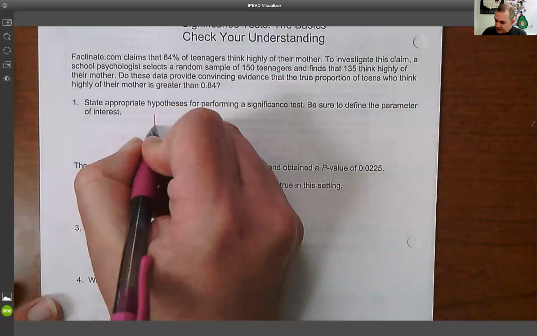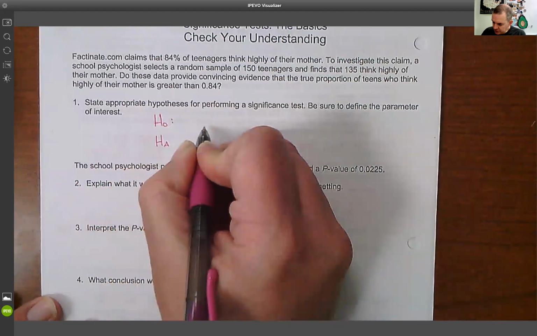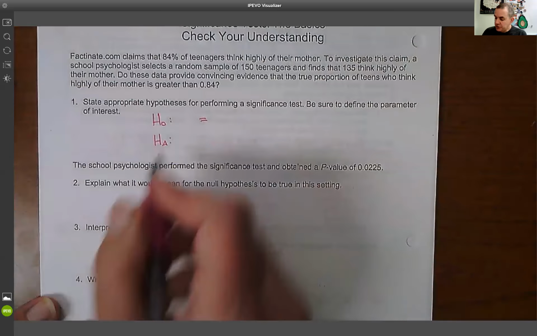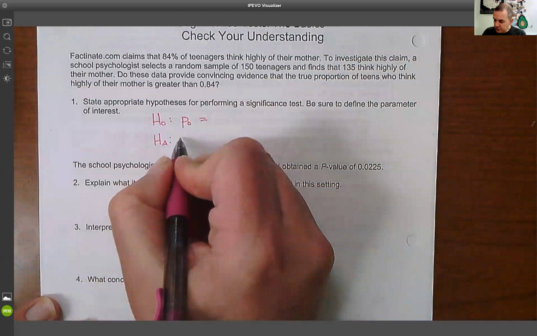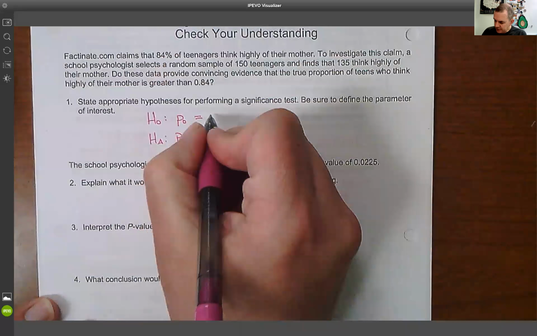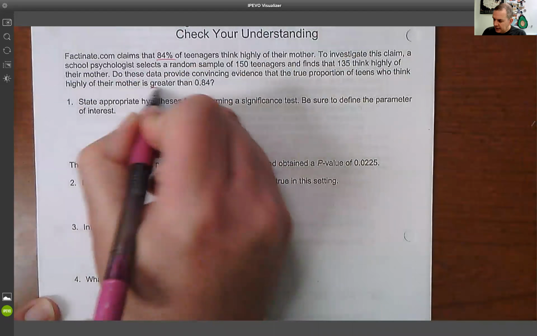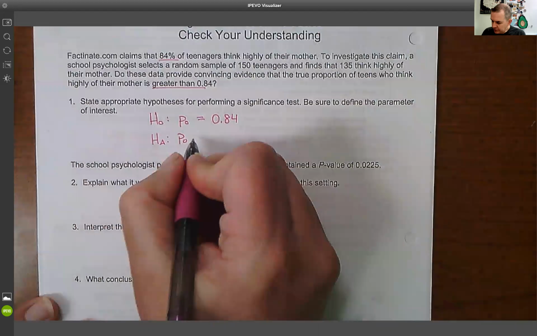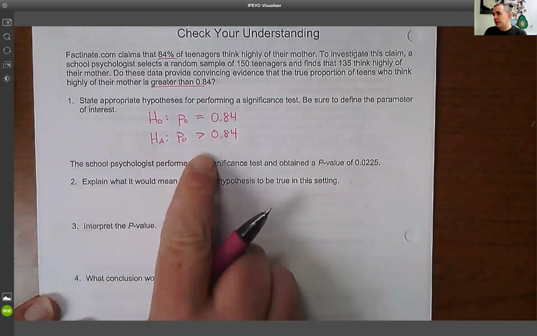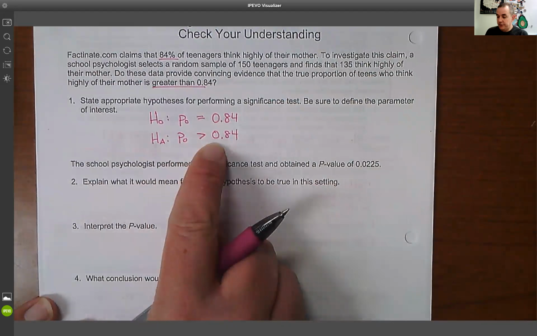So what we talked about last time is there's a null and there's an alternative. The null is always going to be an equal. The alternative is going to be something else. We're talking proportions, so I'm going to say p naught. The claim is 84%, so 0.84. So there's my claim. The words in here say greater than 84, so my alternative is p greater than 0.84. We're claiming that it's 84, and we're trying to do a test to see if it's greater than 84.